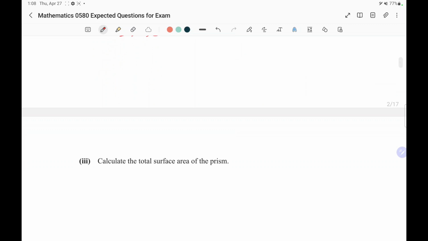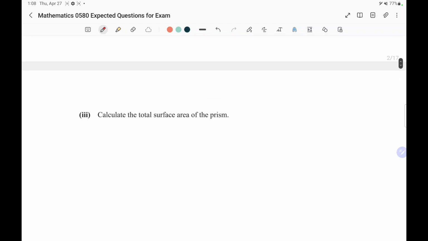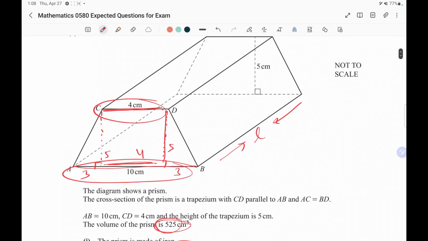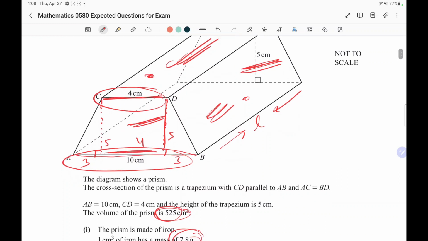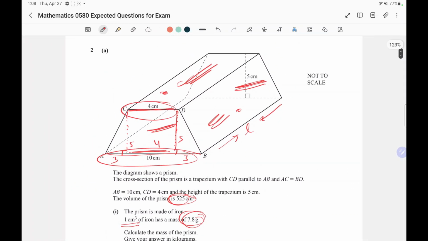Now come to the next question. That's for 6 marks. No worries. Calculate the total surface area of the prism. Total surface area means area of front, area of back, area of top, area of bottom, area of left, area of right. Okay, so we can get that, no problem.